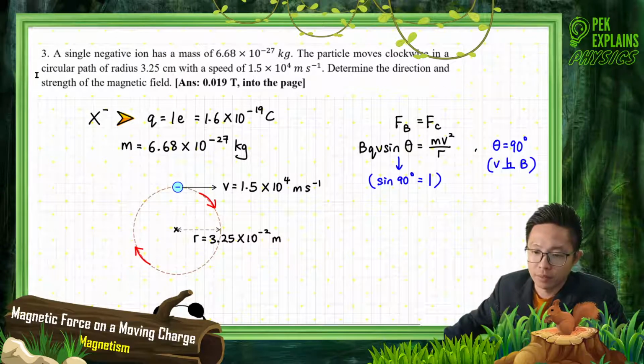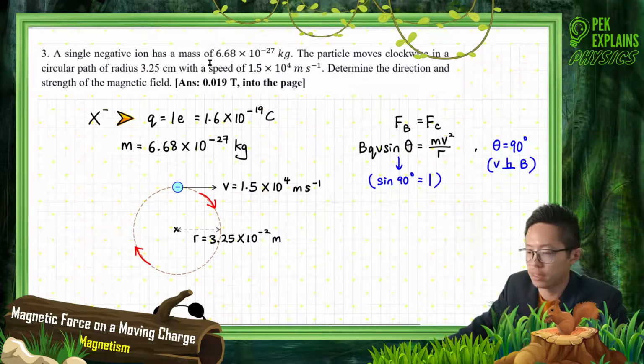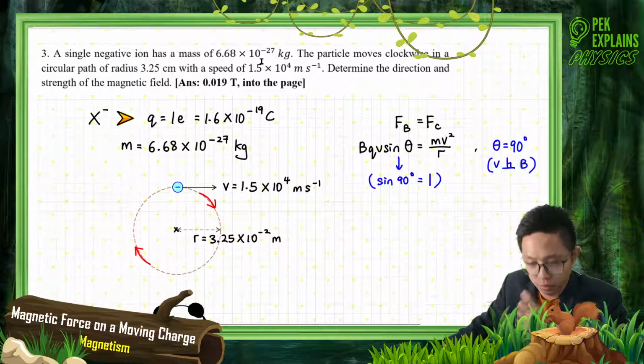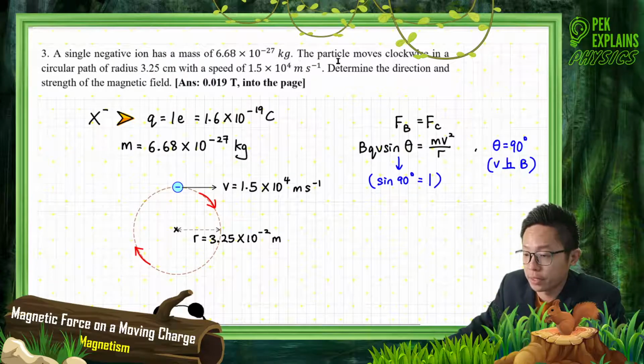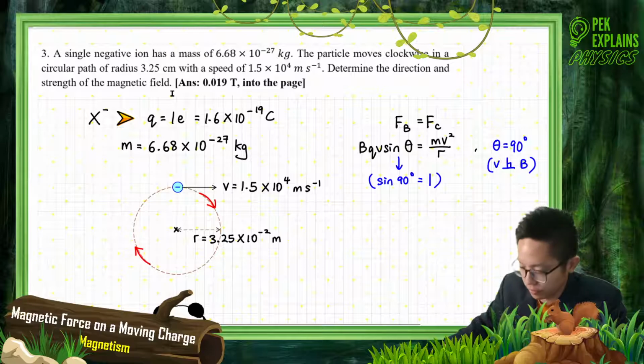Okay, now a single negative ion has mass of 6.68 × 10^-27 kilogram. The particle moves clockwise in a circular path of radius 3.25 cm with a speed of 1.5 × 10^4 meter per second. Okay, determine the direction and strength of magnetic field.